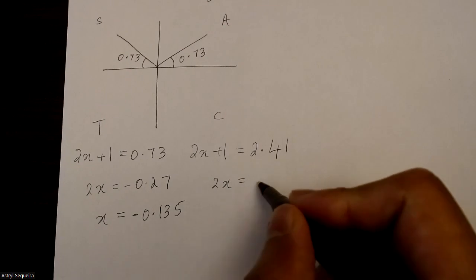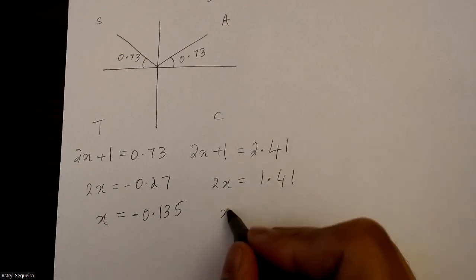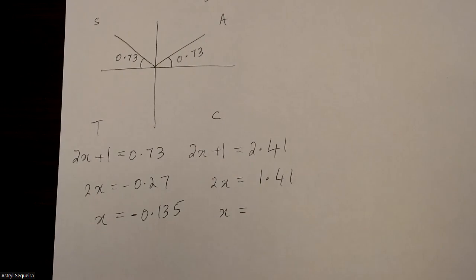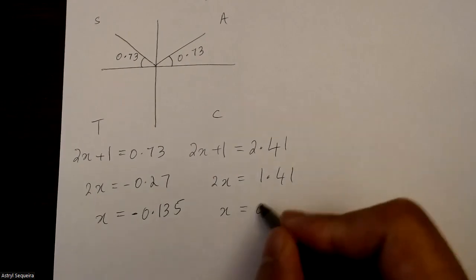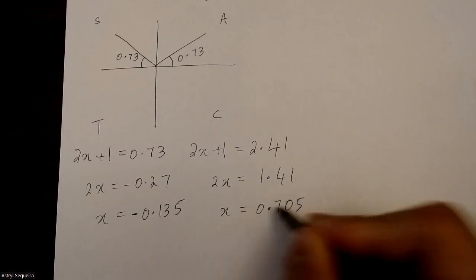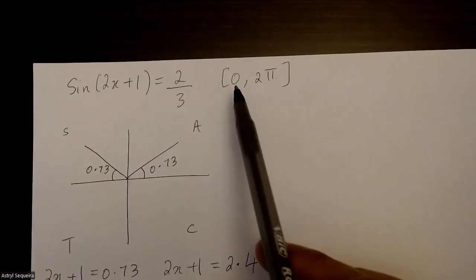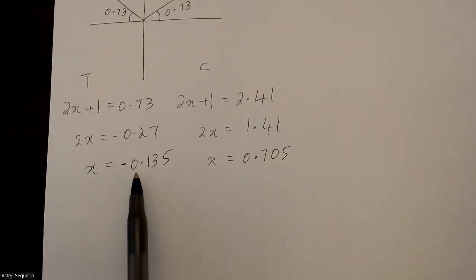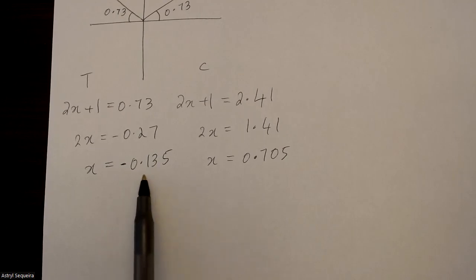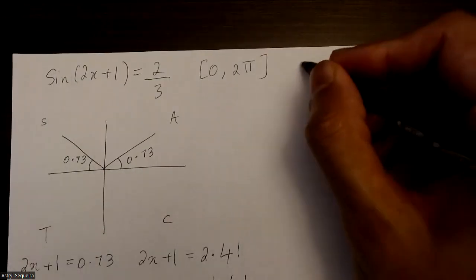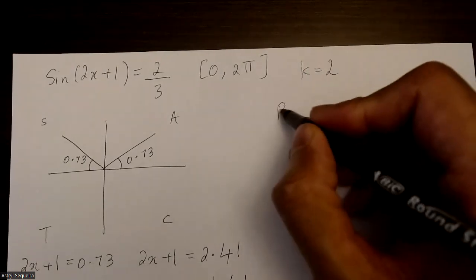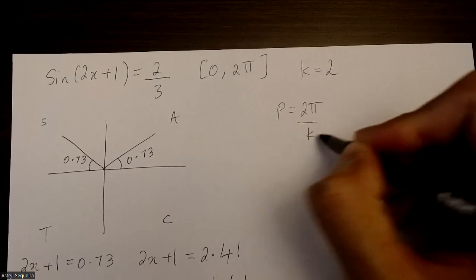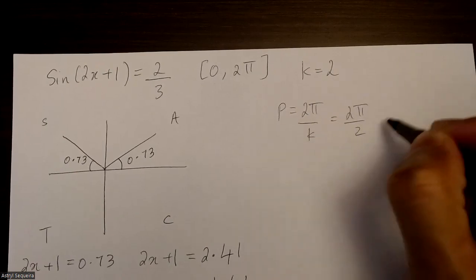So 2x equals 1.41. x equals 0.705. So these are my first two solutions, but I want to find all my solutions between 0 and 2 pi. And if I take a look at this, this is not between 0 and 2 pi. So I need to find the right solutions in the correct range. So I need to find my period of this function. I know that my k value is 2, and I know that period is 2 pi over k. It's just 2 pi over 2, which is just pi.